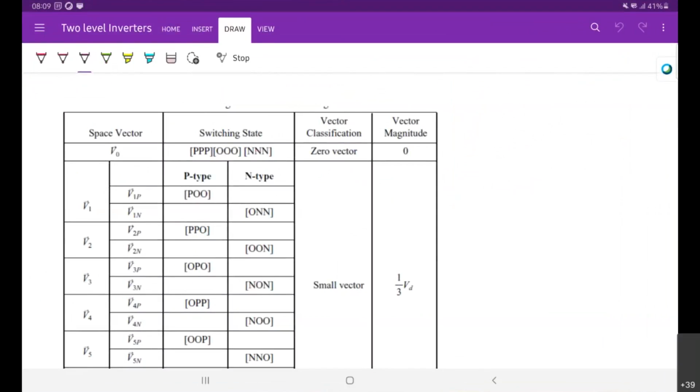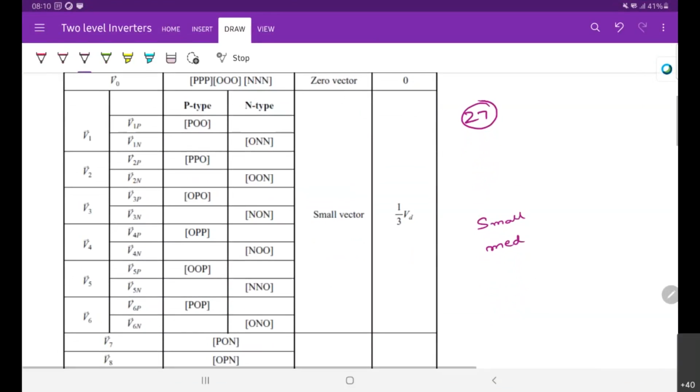There are 27 space vectors, as already discussed. Among these 27 space vectors, the vectors are of different lengths. We have the small vectors, medium vectors, and large vectors, and we have the 0 vectors. In the case of the 0 vectors, their output voltage is 0.